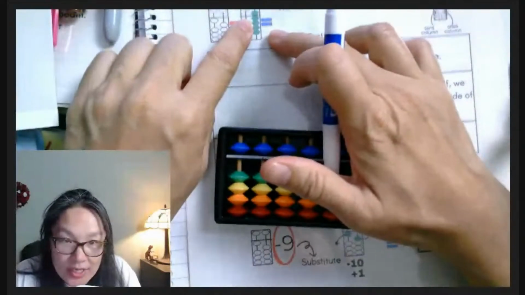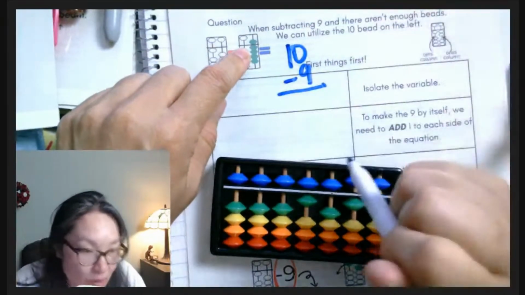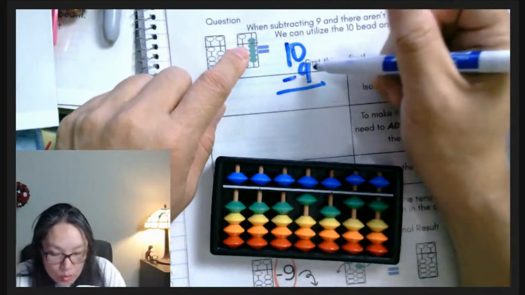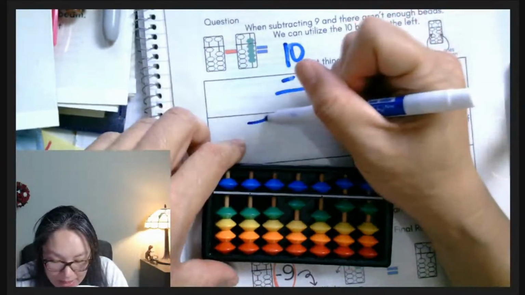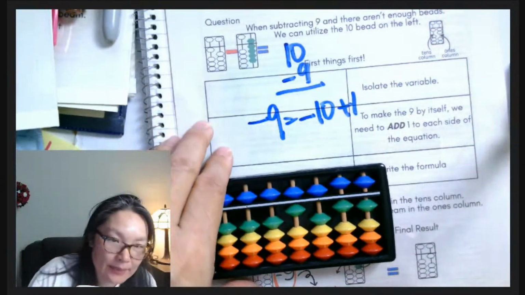The question is 10 minus 9. That's the question. So what we're going to do is take away the 9. Minus the 9 equals minus the 10 plus the 1. That's what that means.